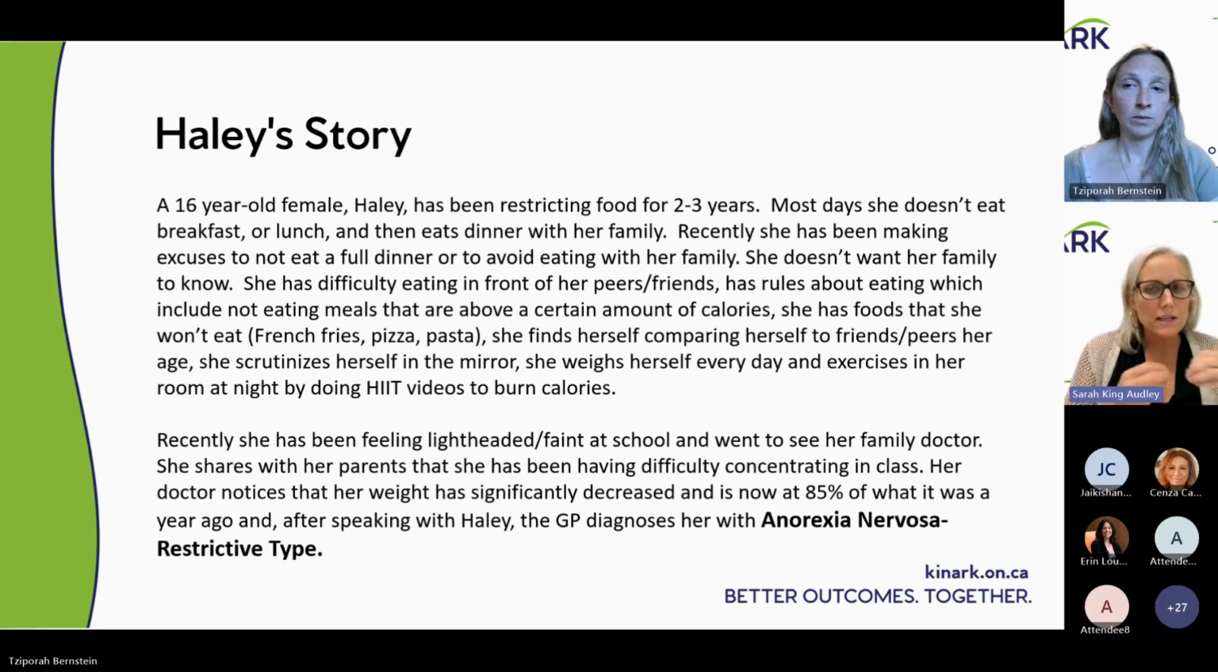She finds herself constantly comparing herself to others, to friends, peers her age, people she doesn't know. She scrutinizes herself in the mirror. She weighs herself every day and exercises in her room at night by doing videos. So recently, she's been feeling lightheaded and faint at school, and went to see her family doctor. She shares with her parents that she has been having difficulty concentrating in class. Her doctor notices that her weight has significantly decreased and is now at about 85% of what it was a year ago. After speaking with Haley, her family doctor diagnoses her with anorexia nervosa, restrictive type.